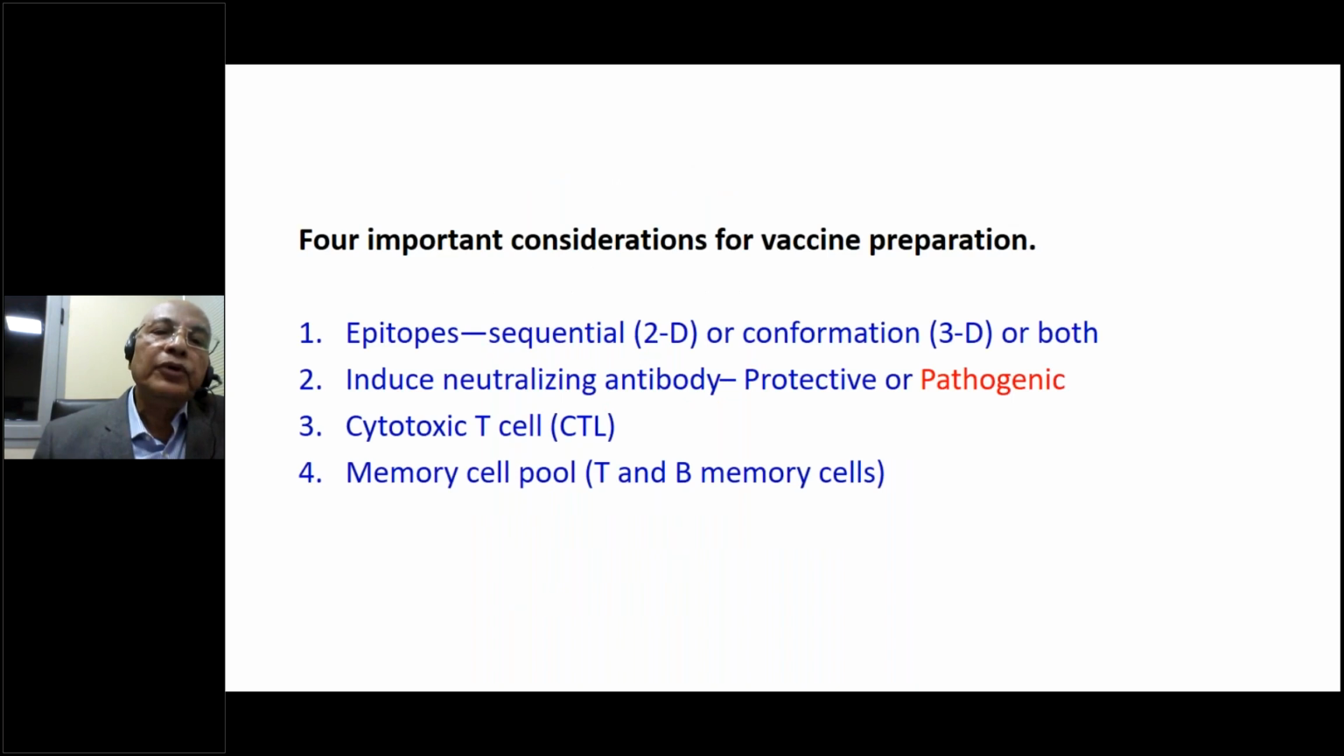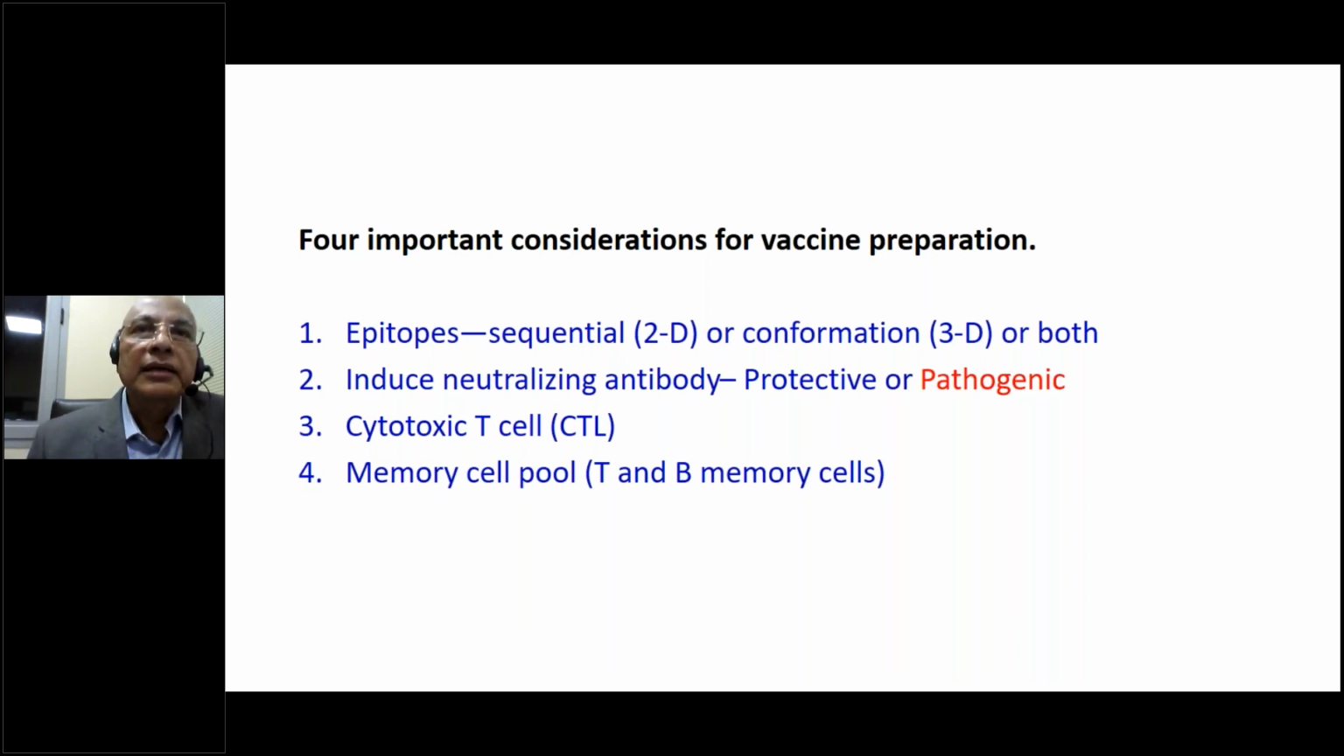If we go to the next slide, let's see here. Now, what are the important considerations for vaccine preparation? This is very important, as vaccine efforts are going on in so many different countries. So what are the main considerations they need to have? First is the epitope. An epitope is, for example, if we have a protein of 100 amino acids long.